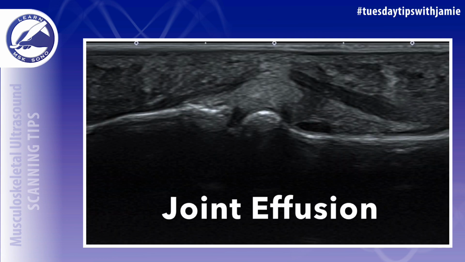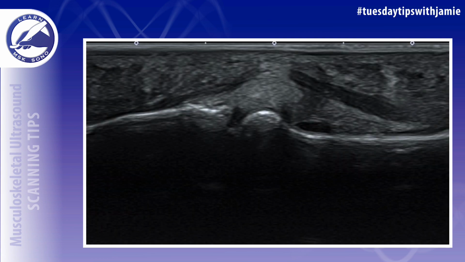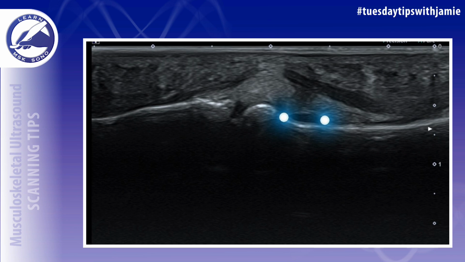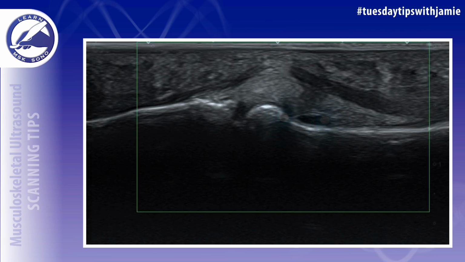Joint effusion will be visualized on ultrasound as an increased amount of fluid seen within the joint capsule overlying the articulation of the two bones that form the joint. It's normal to have a small physiologic amount of fluid present within a joint. Effusion will be compressible with transducer pressure, and there will not be any hyperemia present when using power Doppler.